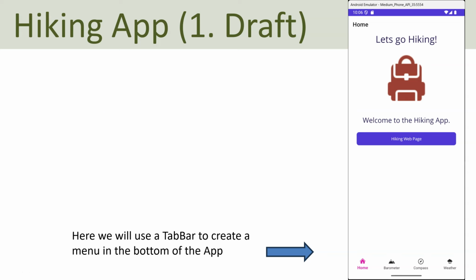We create it step by step. So I start by creating this navigation bar here in the bottom, where you have home, barometer, compass, weather, and you can also add more tabs here. In order to create that one, typically you need to have some icons. You can download icons from internet, etc. And then you need to create one page for each of those tabs in the Visual Studio project.